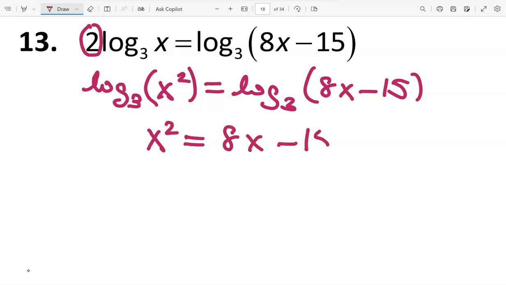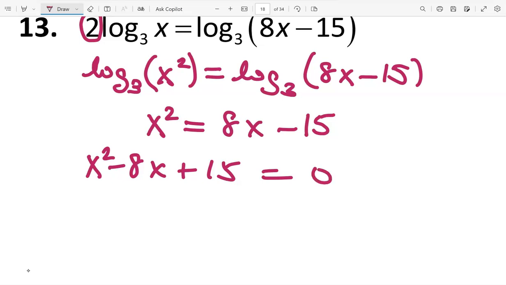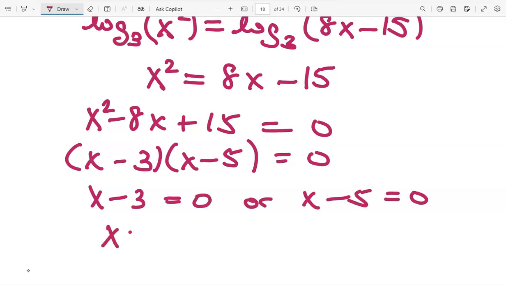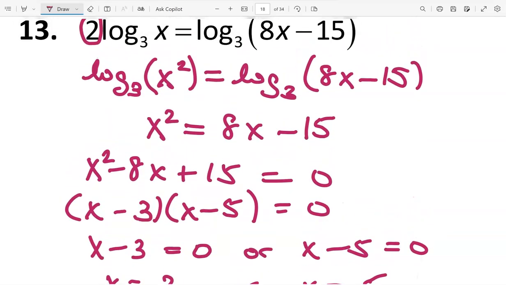So we get x squared is equal to 8x minus 15. Subtracting 8x and adding 15, we get x squared minus 8x plus 15 is equal to 0. And that factors x minus 3 times x minus 5. So either x minus 3 is equal to 0 or x minus 5 is equal to 0, which gives us solutions of 3 and 5. It's important that we check those solutions.